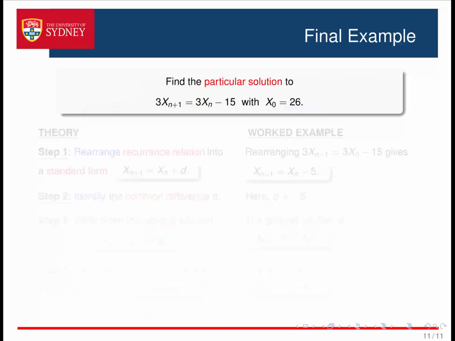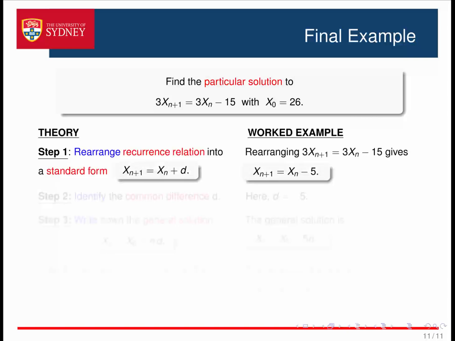Slide 11, final example. For our second and final example, we want to find the particular solution to the recurrence relation 3x_{n+1} = 3x_n - 15, given the condition that x_0 = 26. As in the previous example, we will first find the general solution of the recurrence relation before evaluating the constant to find the particular solution.